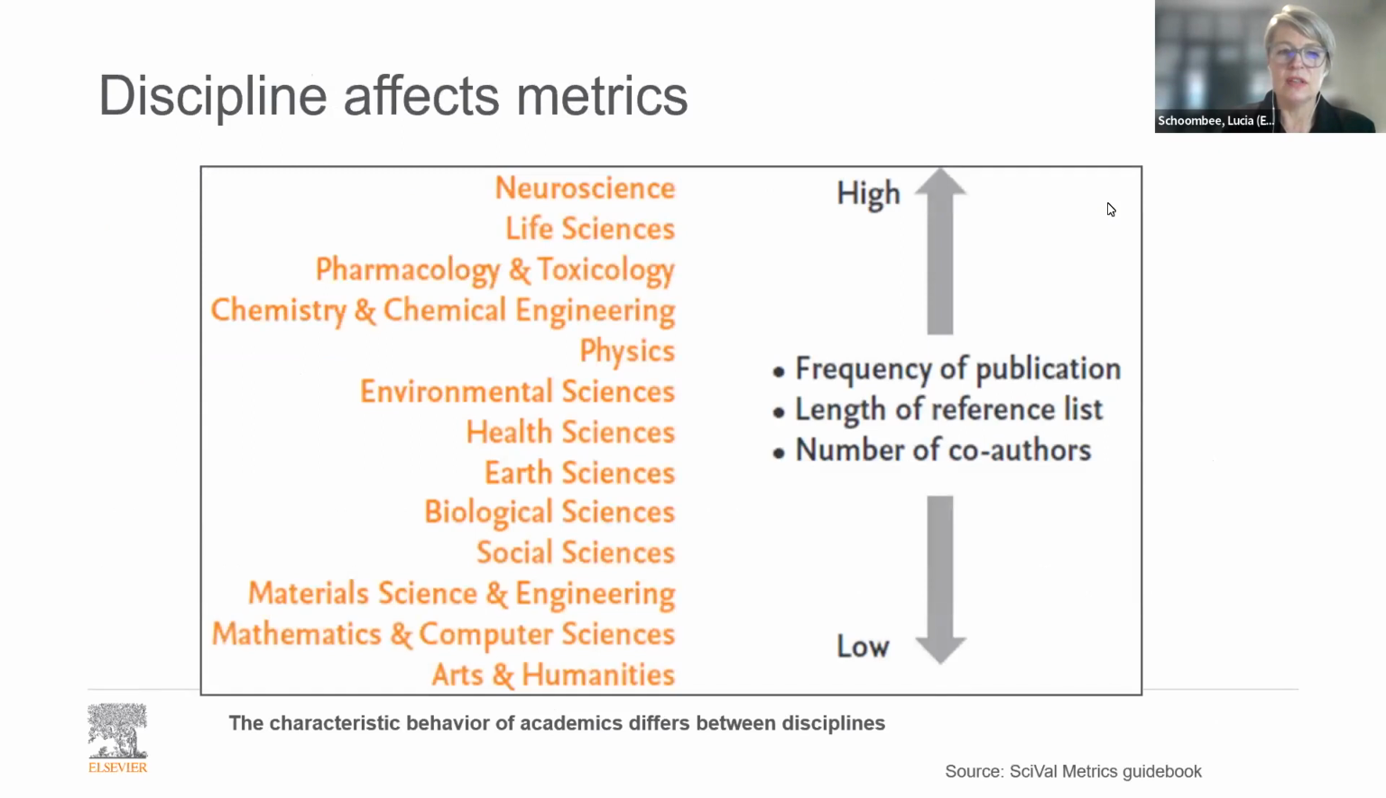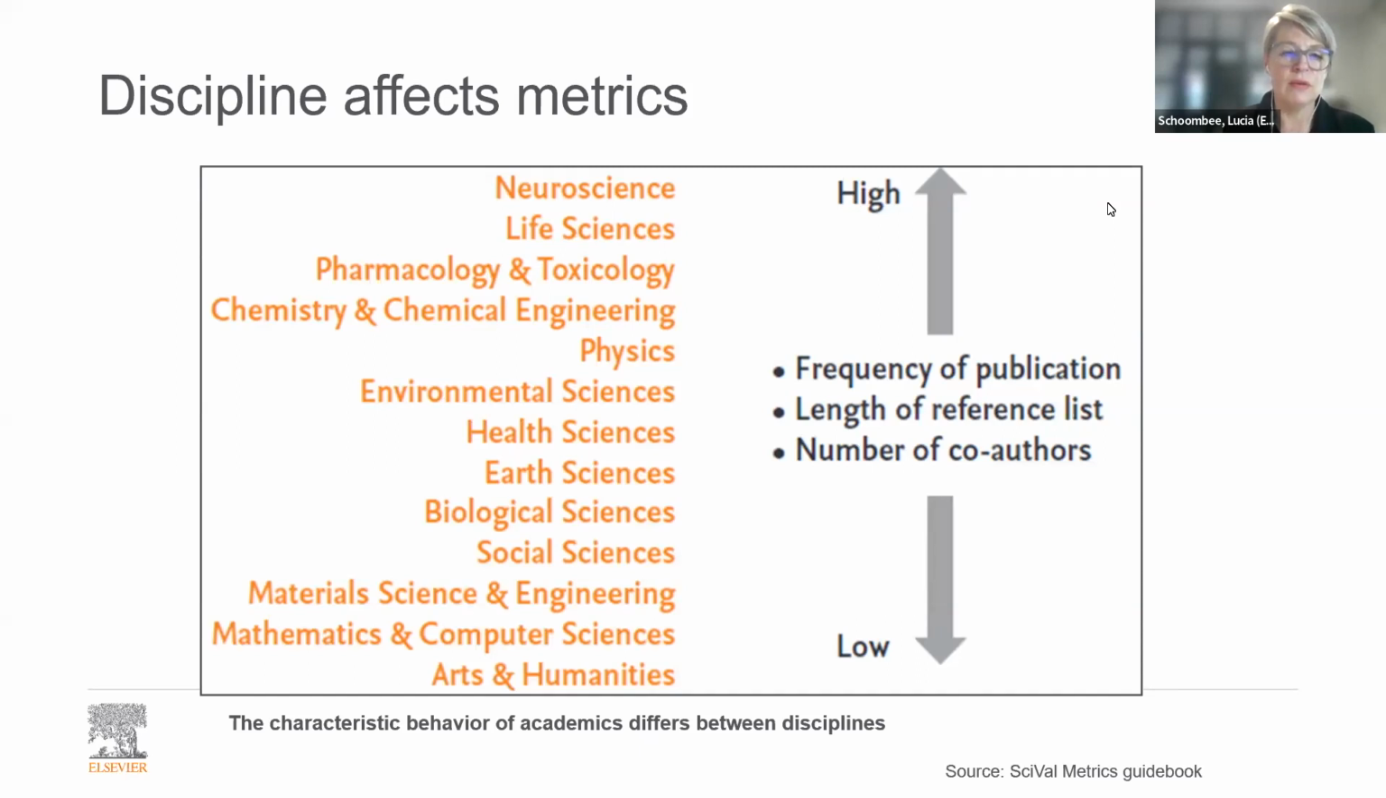So this is just an example showing how discipline affects metrics. You can see the frequency of publication: academics in the fields of neuroscience, life sciences, and chemical engineering tend to publish more often than researchers in mathematics. They also have longer lists of references. And thirdly, there's also a variation in the number of co-authors, for example.